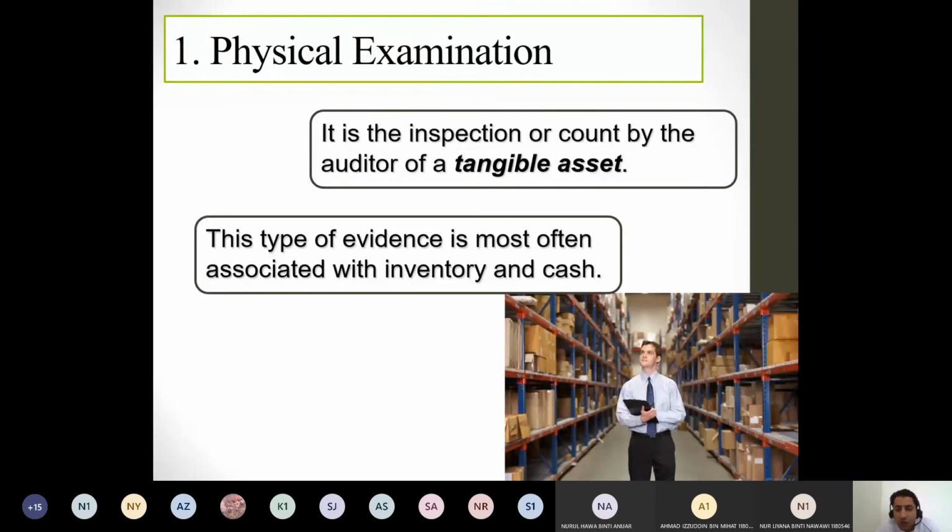The reason is that cash and inventory are easy to steal. They can be stolen. And also cash and inventory are related to the operational business, which is expected to have more fraud, and we need to confirm the existence of it.